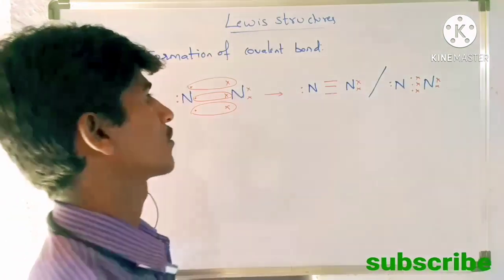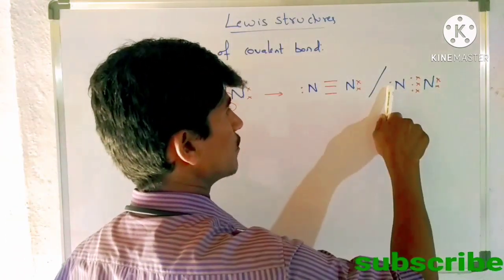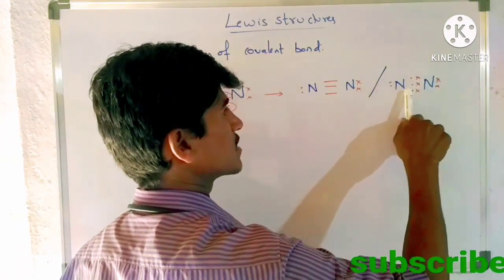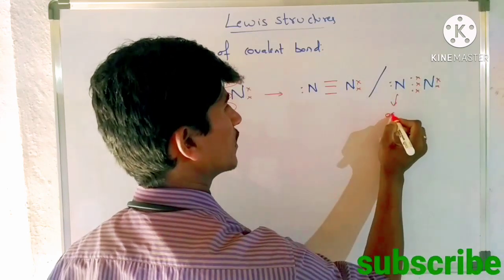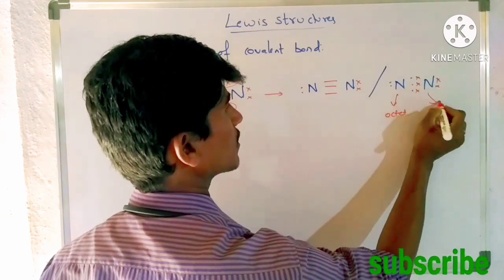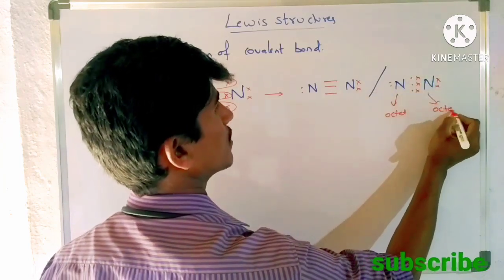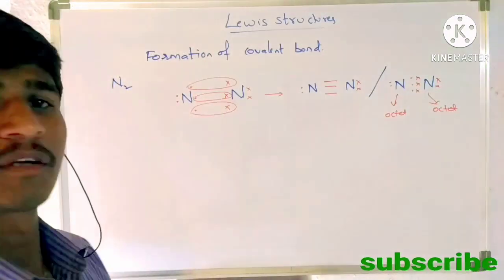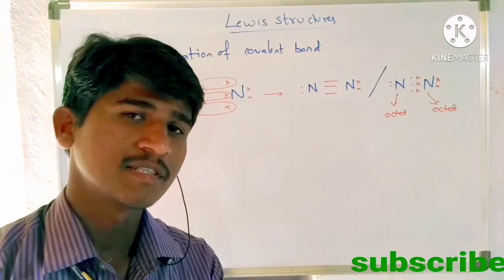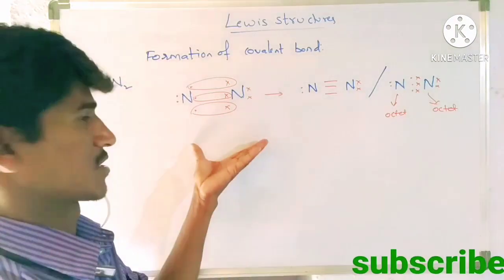So this nitrogen got octet configuration. You can observe here 1, 2, 3, 4, 5, 6, 7, 8. This one also got octet, 1, 2, 3, 4, 5, 6, 7, 8. So the formation of the N2 molecule is also stable. Now this is the representation of Lewis structures.